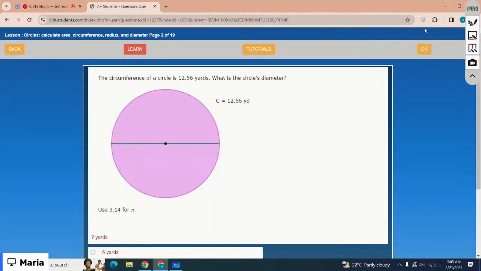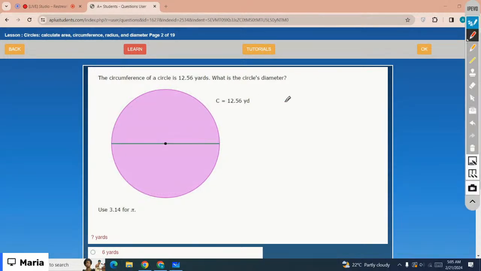The next one is the circumference of a circle is 12.56 yards. What is the circle's diameter? You are given the circumference, right? Circumference is C equals 2 pi r, right? The circumference is 12.56. You need to find the diameter, right?